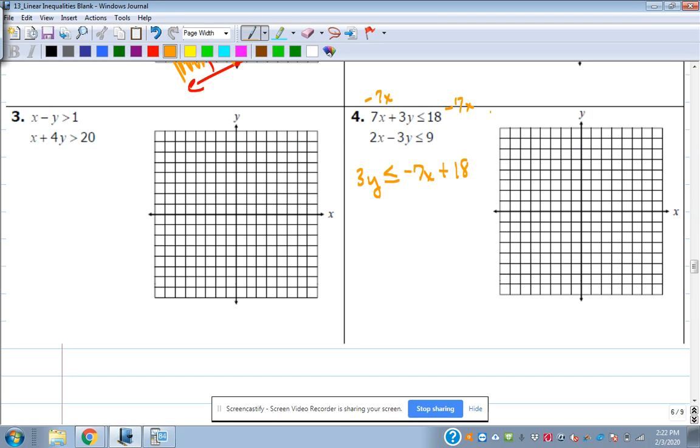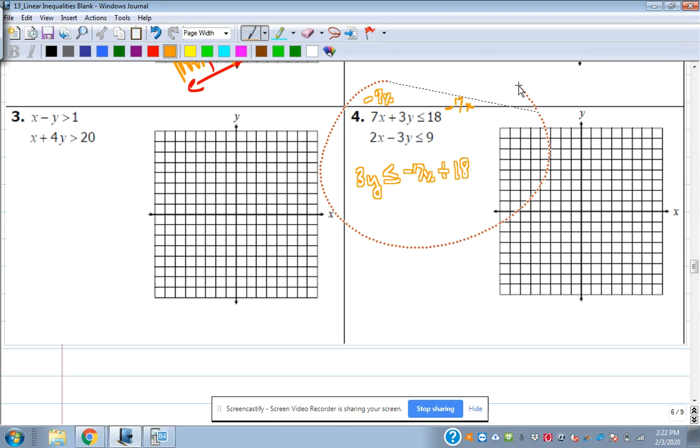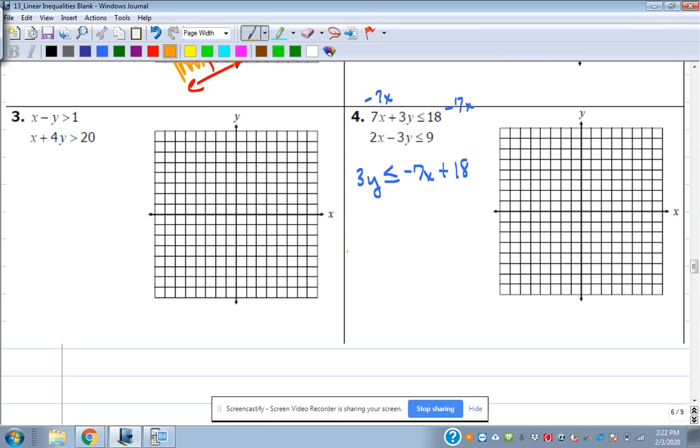And that orange just doesn't show up real good, does it? That's a little better. And then divide by the 3. Keep in mind when you have to flip the symbol or not, so that you're being careful about that. So I've got the first one in slope-intercept form, so let's go ahead and graph it, and then we'll come back and get the second one.